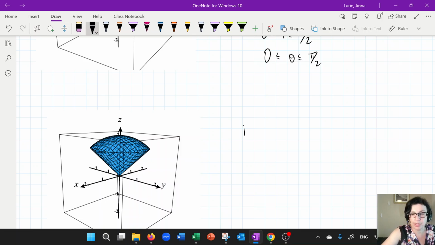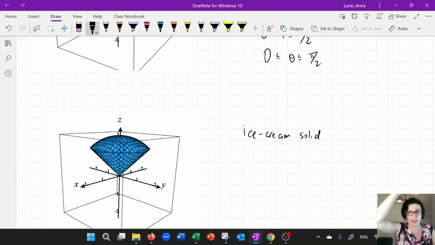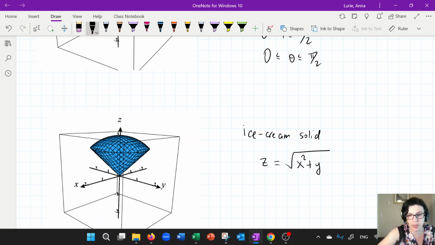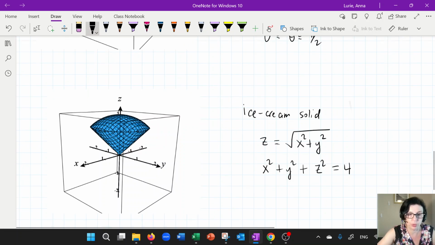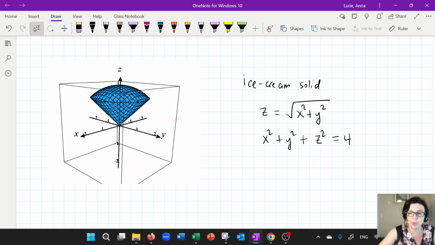Finally, I call this an ice cream solid. The reason being is that it looks like a cone and it looks like there is a scoop of ice cream on top. So what happens here? First of all, the cone will have equation z equals square root of x squared plus y squared. And let's say your sphere has the formula x squared plus y squared plus z squared equals 4. So this is a sphere of radius 2, right? That's sitting on top. So how do we set this up?